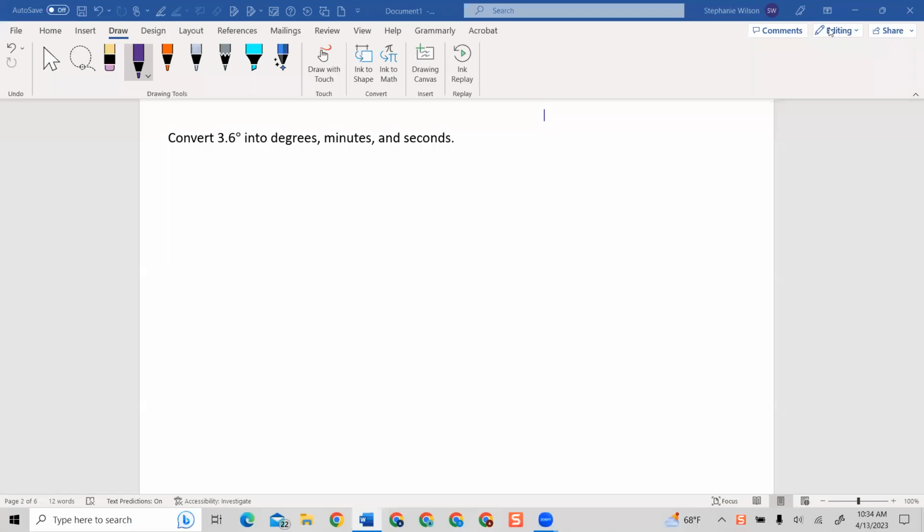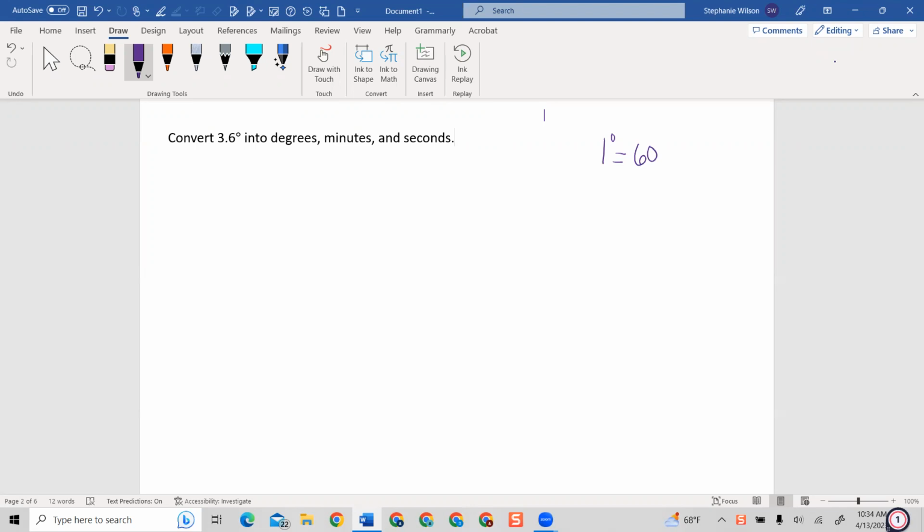Convert 3.6 degrees into degrees, minutes, and seconds. But before we begin this, let's talk a little about notation and what we know. So we know that for 1 degree, and this little circle here represents degrees, for every 1 degree, we get 60 minutes.